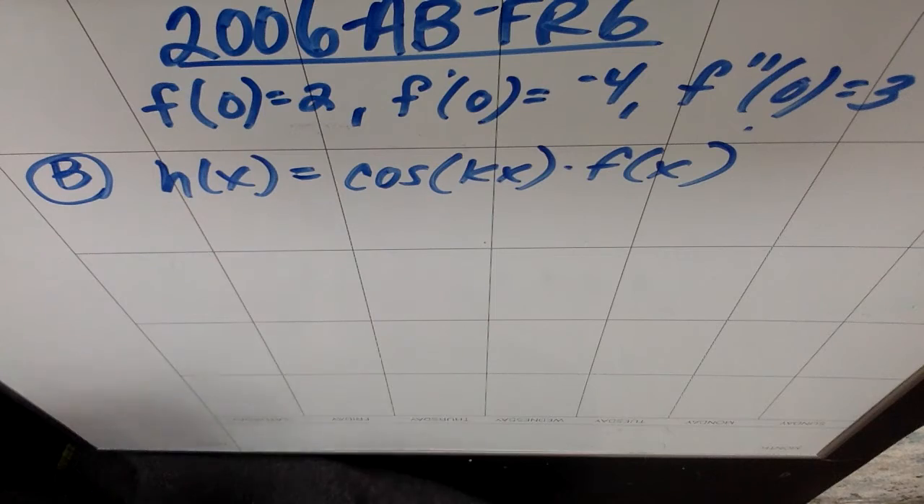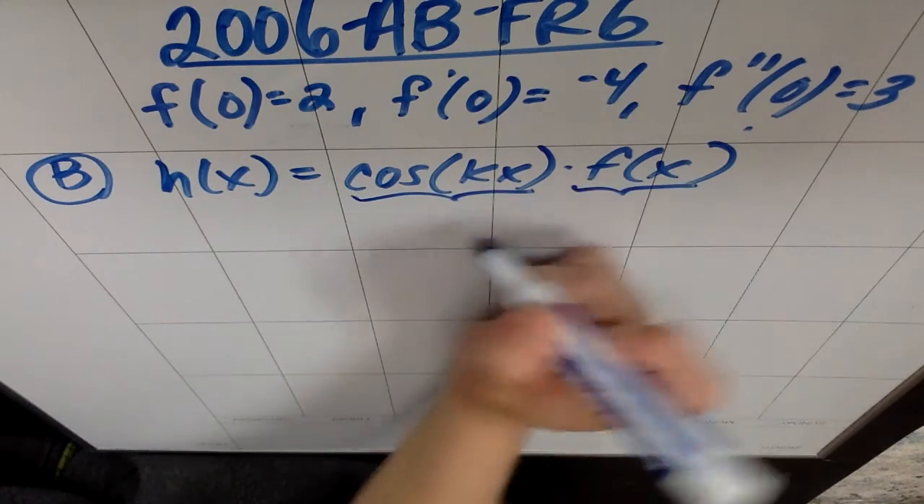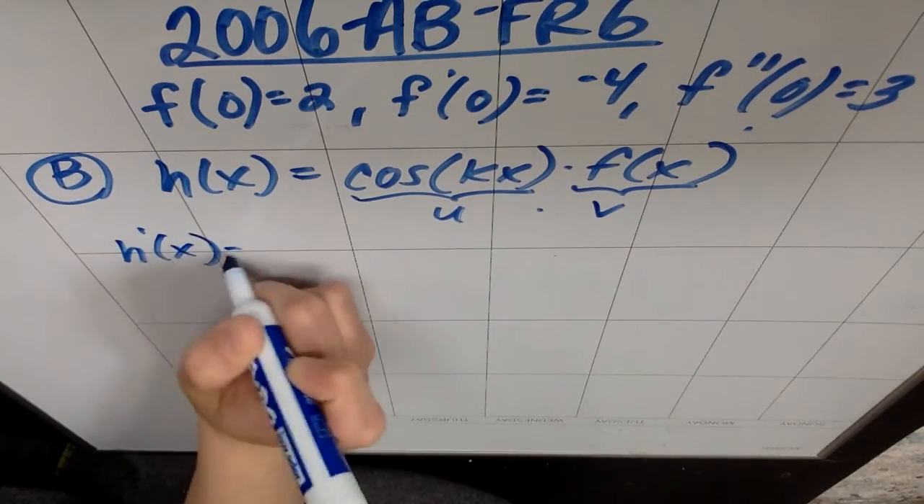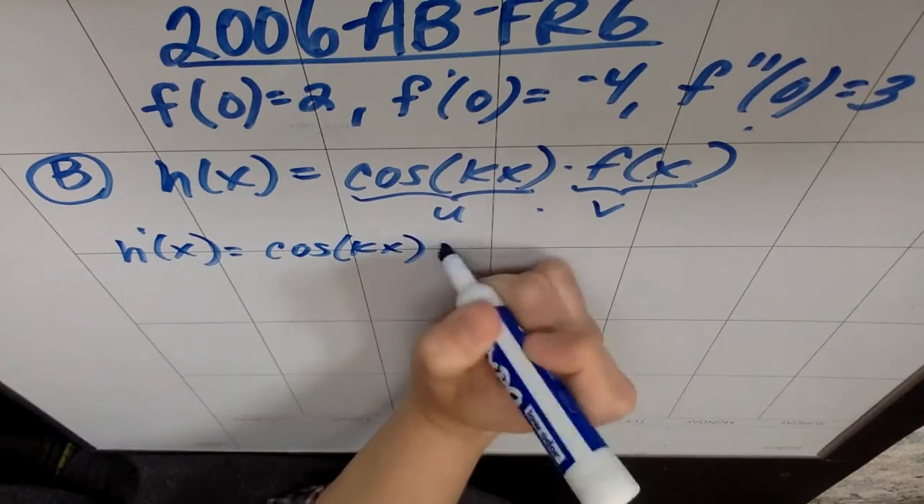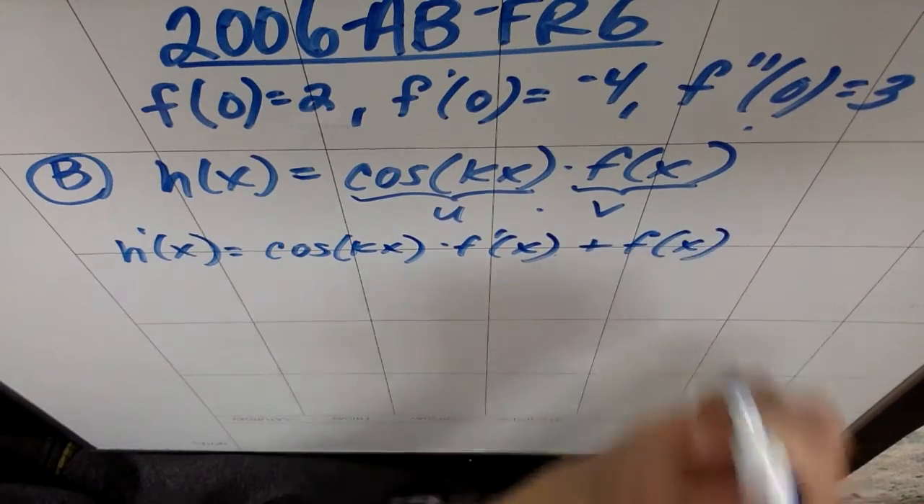Okay, so this is a function of x times another function of x. That's a product rule. So my h prime of x is going to be u, cosine of the quantity kx, dv, which is going to be f prime of x, plus v, which is just f of x, du.